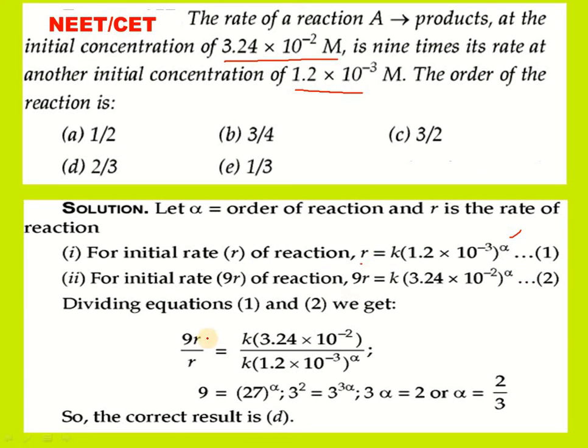If we divide the second equation by the first equation, we get 9 is equal to 27 power alpha. That means 3 square is equal to 3 power 3 alpha. So 3 alpha is 2, alpha is 2 by 3. So that means D is the right option for this question.